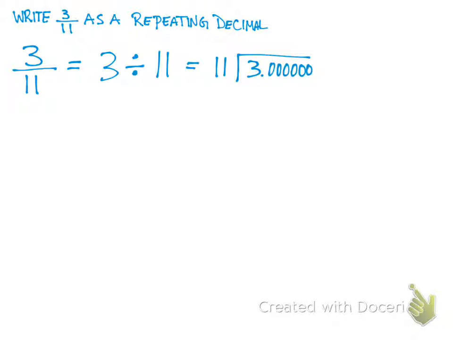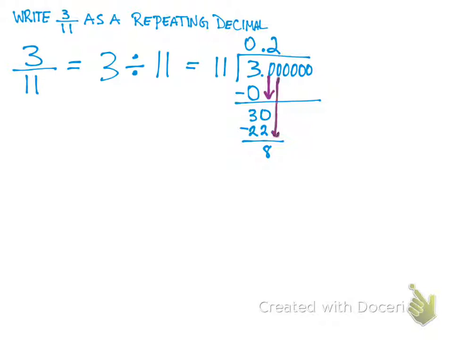So let's put a few in. And now we ask ourselves, how many times does 11 go into 3? It goes in no times, 0 times. We put the decimal point so that it's aligned with the decimal point of the 3. And 0 times 11 is 0. Now we subtract, 3 minus 0 is 3. And we bring down a 0. 30. How many times does 11 go into 30? It goes in twice. 2 times 11 is 22. Subtract that from 30, we're left with 8.